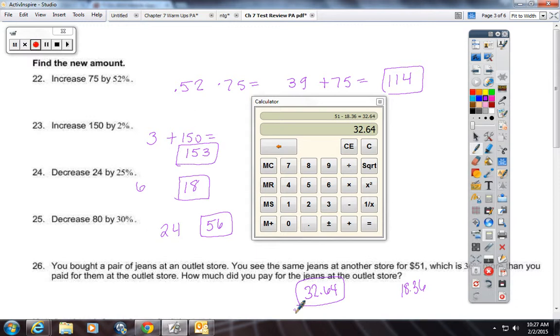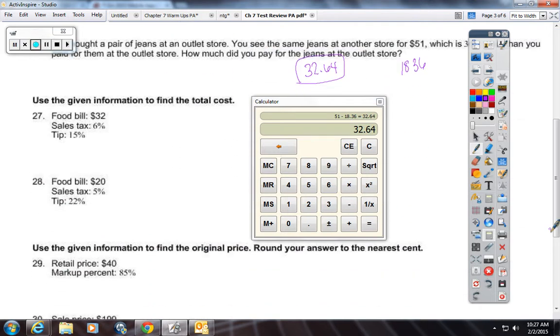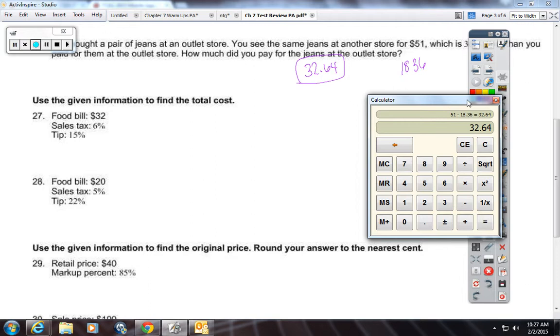Next one is number 27, which is this right here, where we've got the little receipt. So, you paid $32 for food, and now we've got to figure out the tax and the tip. So the tax is on the food. So we've got to find 6% of $32, which is 0.06 times 32, which equals $1.92. So you're going to pay $1.92 in tax.